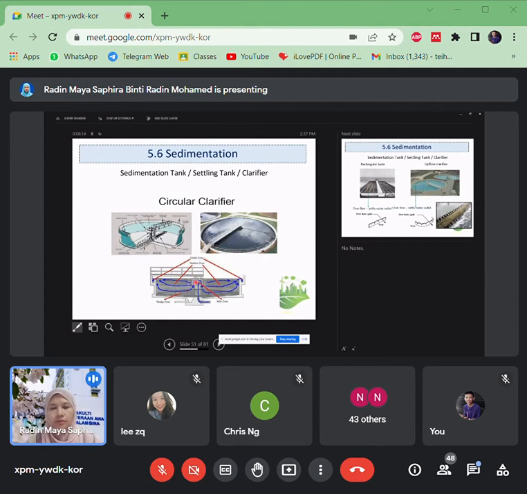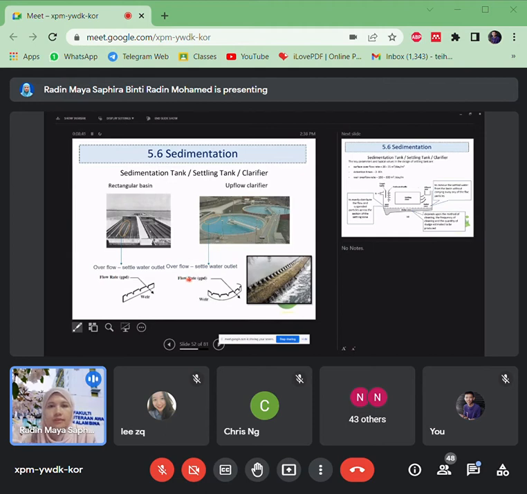So this is the process of how the water is inlet, entering the system, the sedimentation tank, and then the settling zone, the settlement zone, and the outlet is where the water becomes what we call clarified water, already clear. So it will come out here.